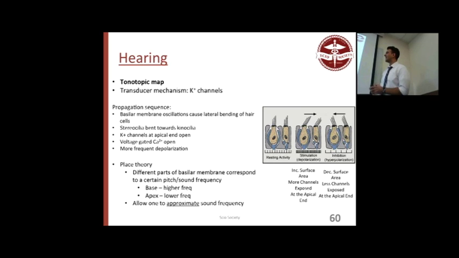Hearing and balance. Hearing, we already did hearing a little bit before. So this is just the hair cell part of it.